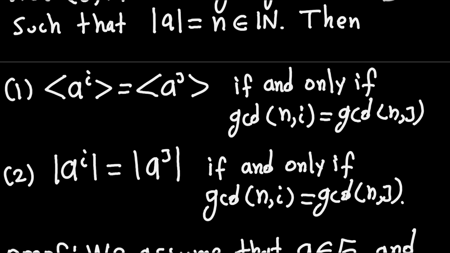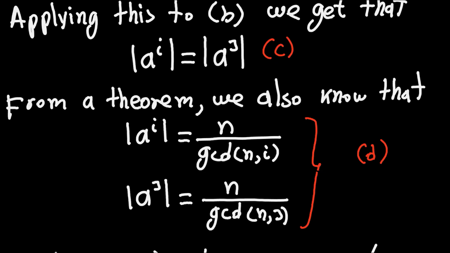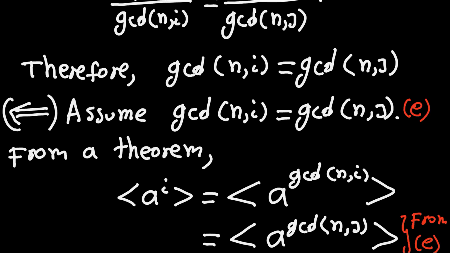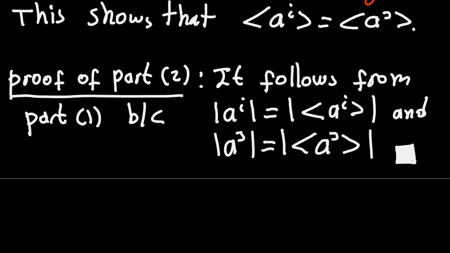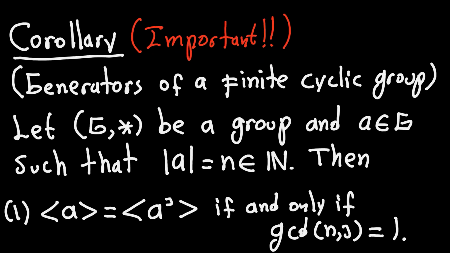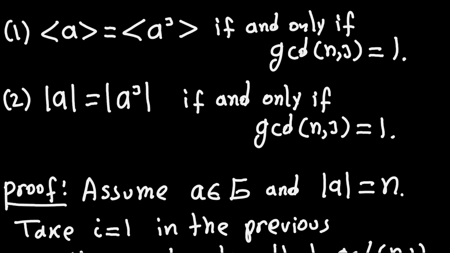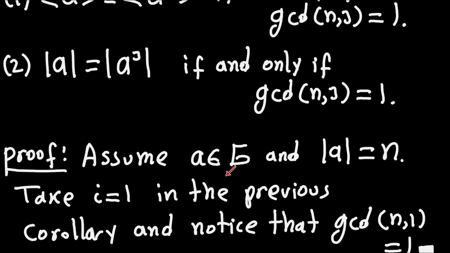Take a look at this one more time, because this is going to be the part that we're going to use to prove the result we are looking for. So let me scroll all the way down again and look at the important corollary and how the proof is going to go. Okay, so we're going to assume that a is in G and a has order n.